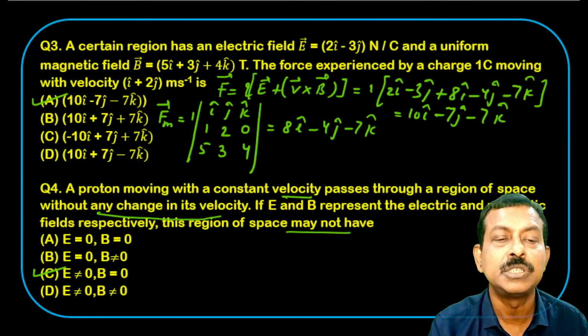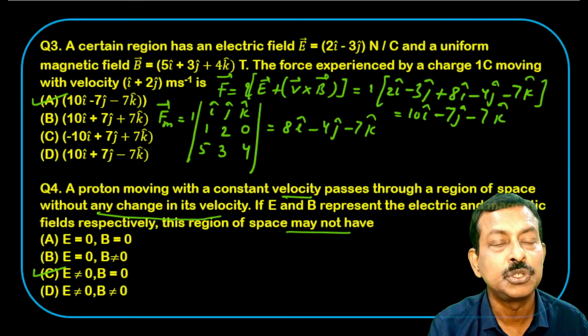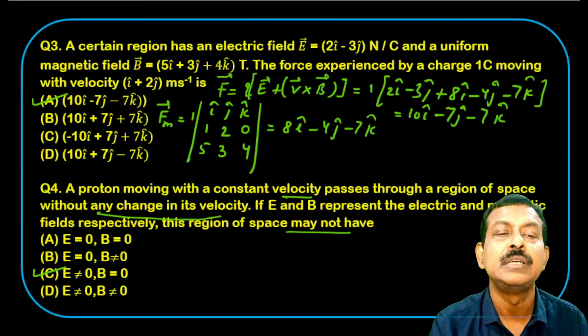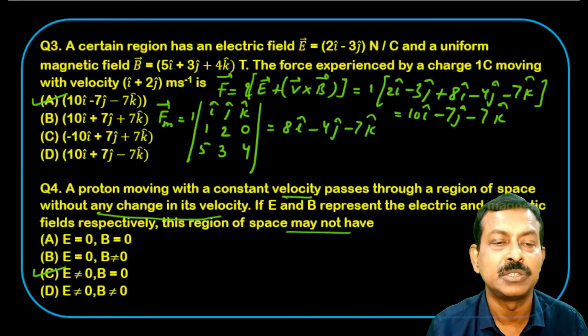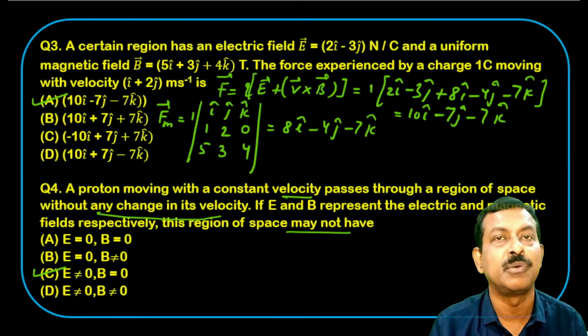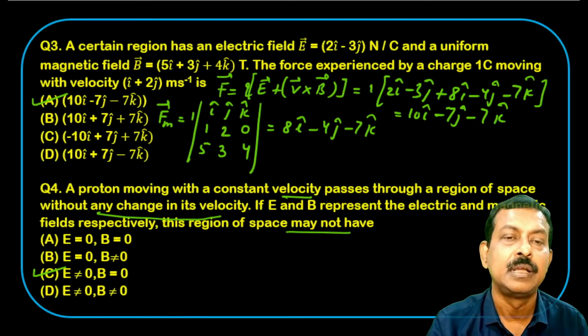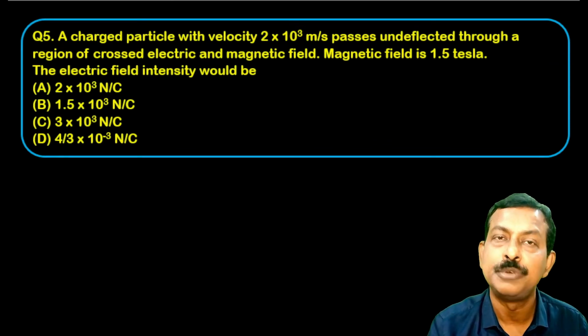Electric field is not 0, B is not 0. So it is possible that the forces due to them are in opposite directions and the net force on the charge is 0. Hence, the charge can go without any change in velocity. So this is also not the correct option. Let's take now the fifth question.